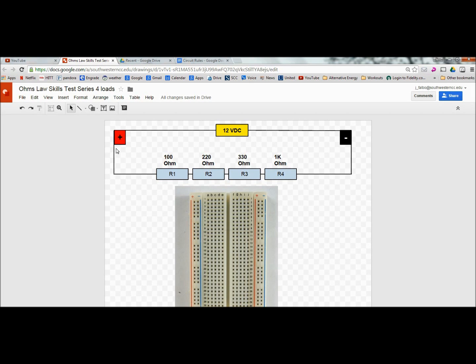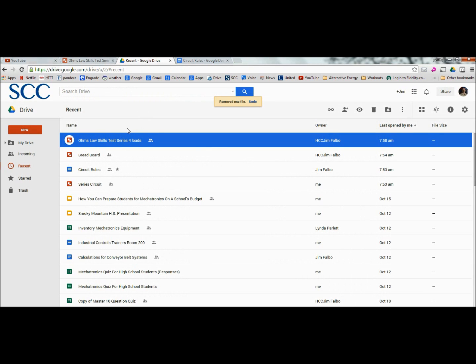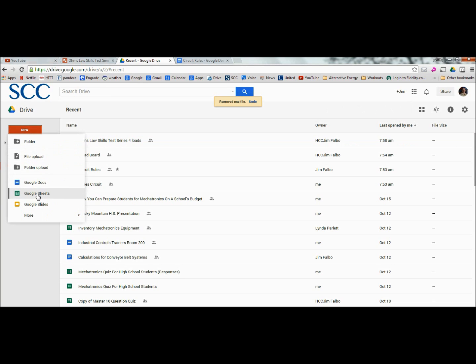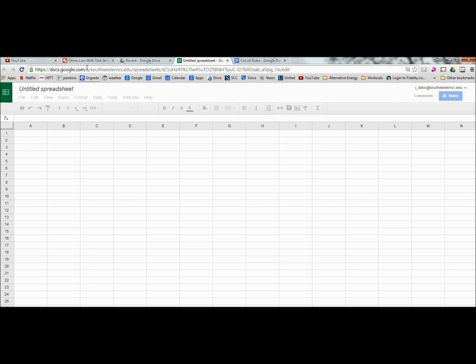Alright, we're going to do a circuit analysis on a series circuit with 4 loads. We are given each resistance value and our supply voltage. We're going to do this in a spreadsheet. We're using Google Sheets. So we're going to create a new sheet.